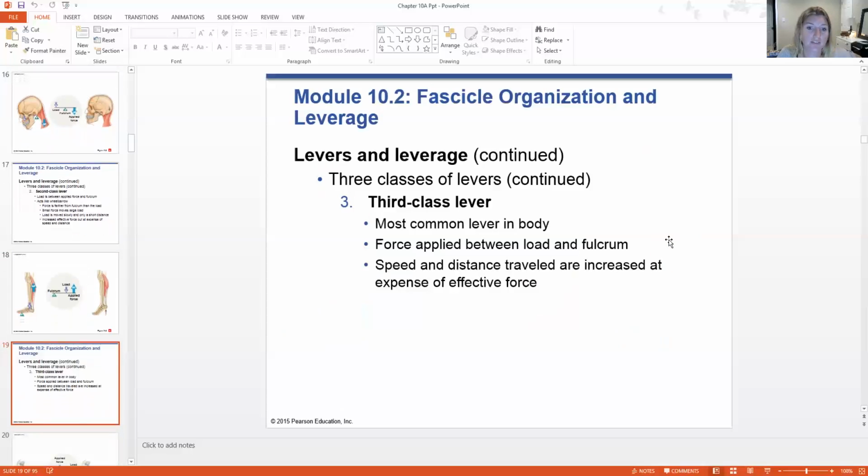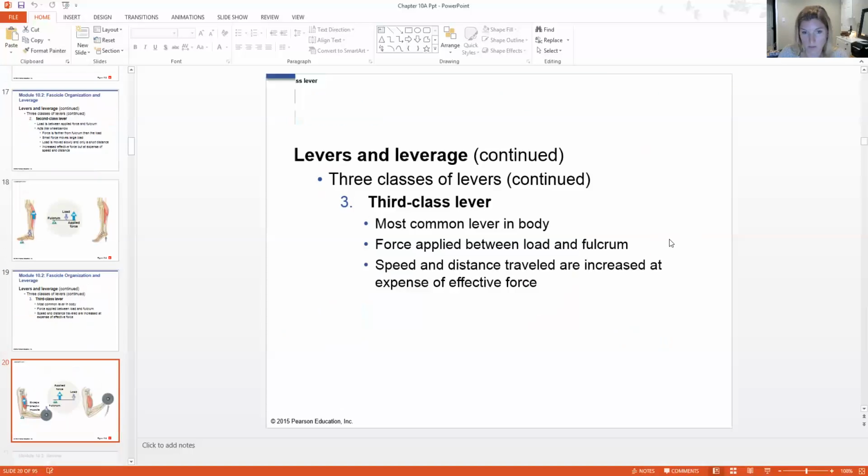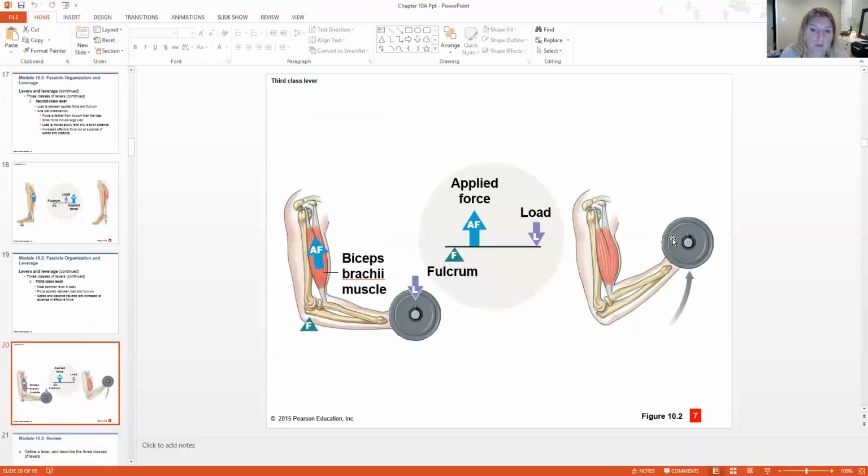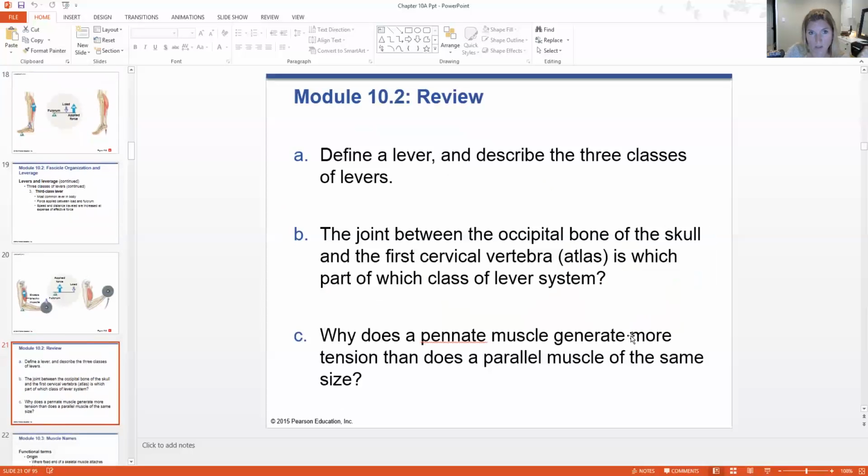And then a third-class lever. This is the most common lever in the body. This is where the force applied is between the load and the fulcrum, and the speed and distance can increase with more effective force. So here's our biceps muscle. Your fulcrum would be your elbow. The applied force is going up. The load is on the other side. So applied force and load, fulcrum in the middle. Here you can pause the video, go back and review that little bit of physics for you.